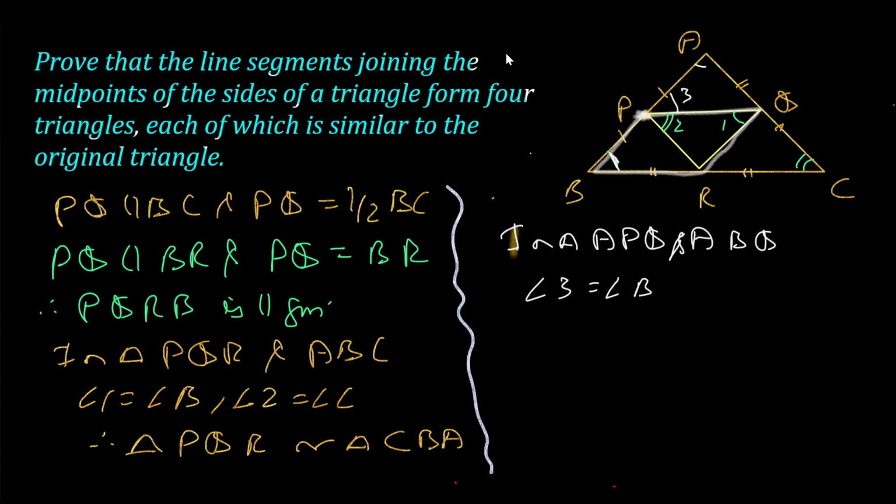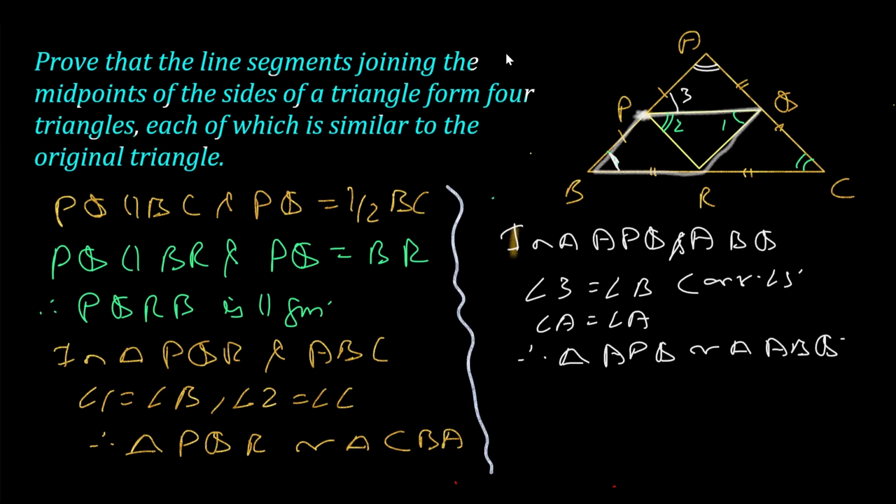And angle A is common, right? Angle A is common. So angle A is equal to angle A, common. So the first one is by corresponding angles, and this one is by common angle. So we can say now that triangle APQ is similar to triangle ABC. Right. And then we have one more triangle like this. So we can use a similar approach, but let's prove one more.